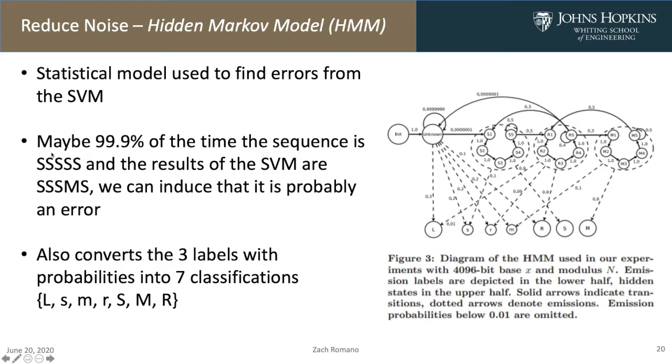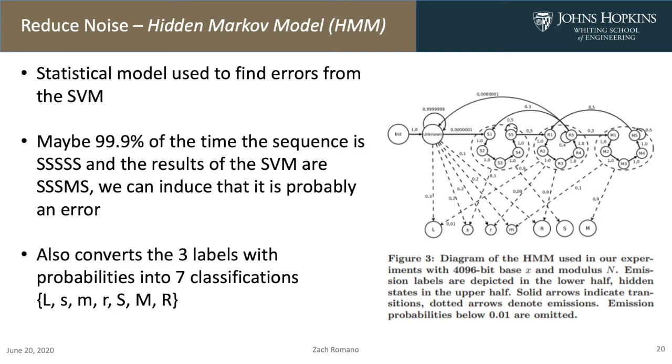As we can see here, maybe we have 5 S's in a row, and that's almost always the case. But in some of the results, we see this multiply in the middle there. We can probably induce that that's not supposed to be there, and that was an error in the classification from the support vector machine.